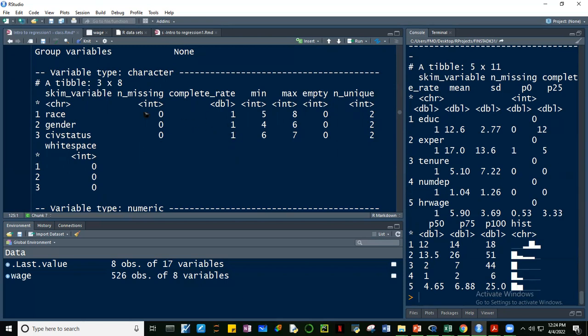Si character variables, okay, race, missing, wala, complete rate, okay, 100% complete, minimum, maximum, 5, 4, 6, I'm not sure about this. Empty, unique, dalawa.